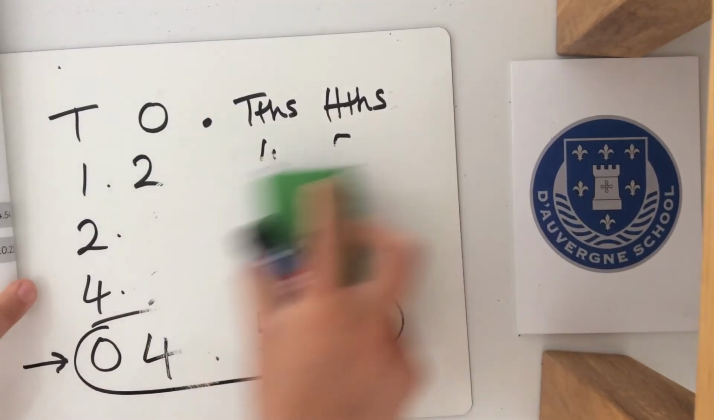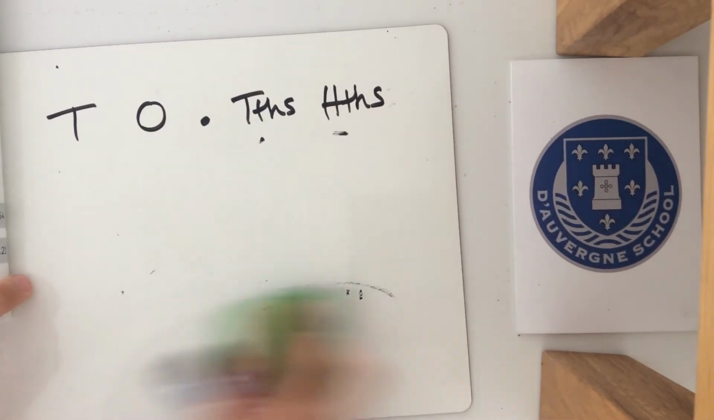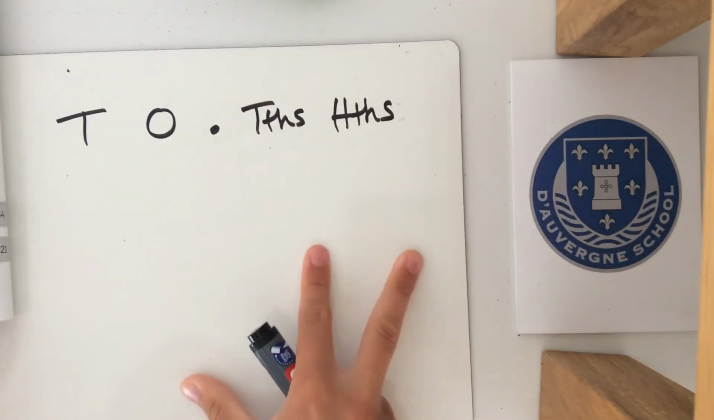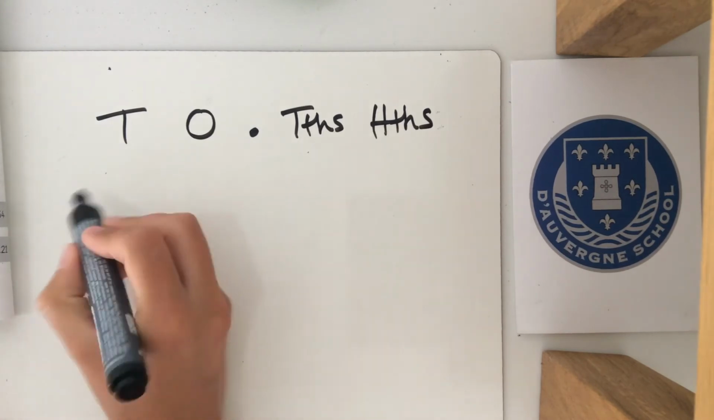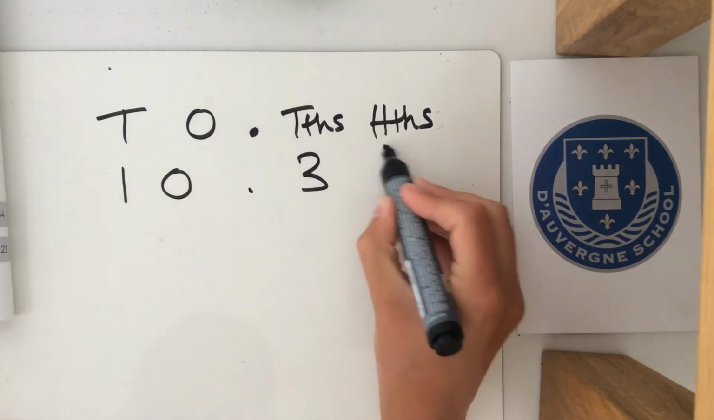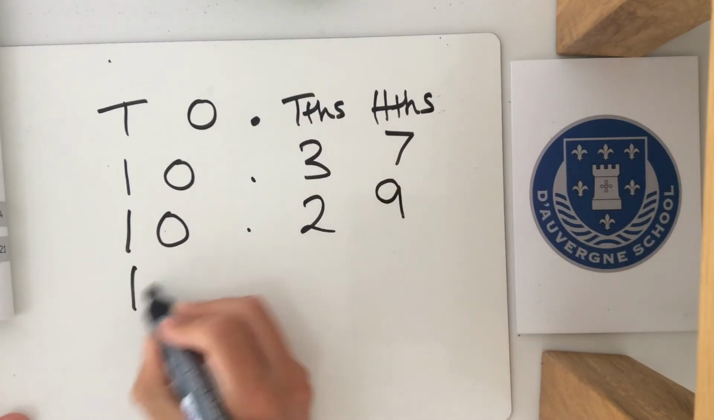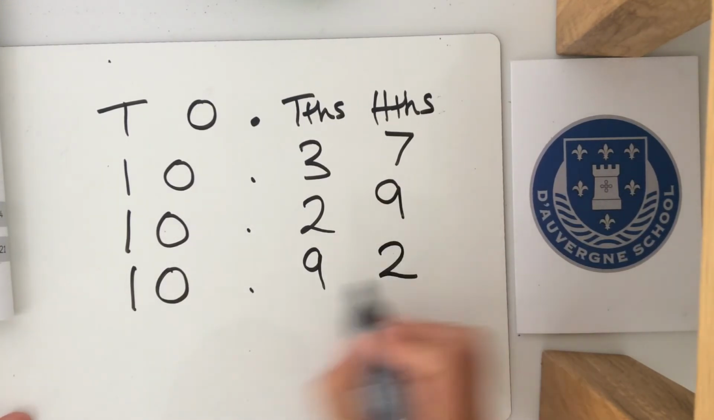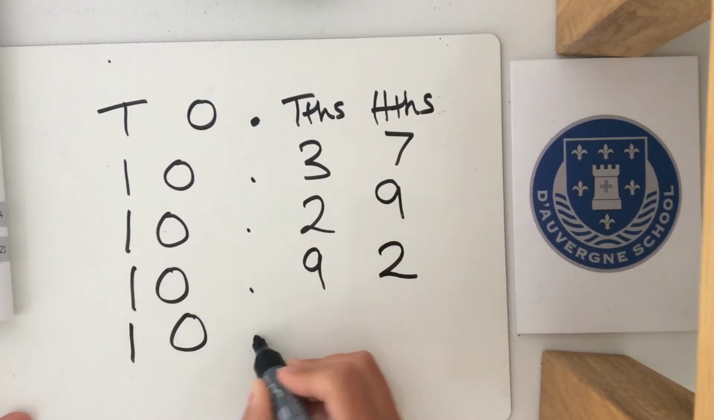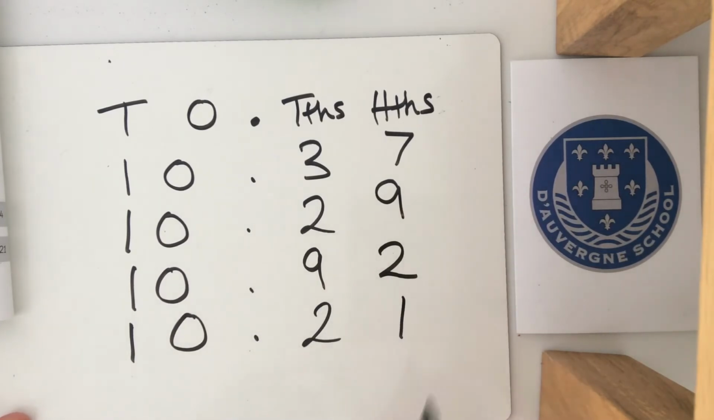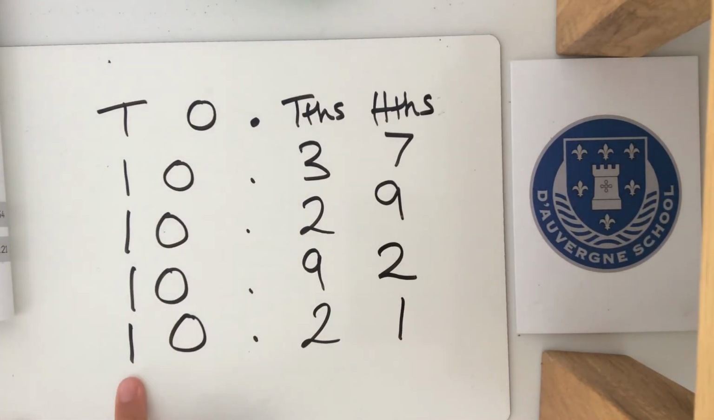So I'm going to do the same for question B. Put them in my place value grid. I've got 10.37, 10.29, 10.92 and 10.21. Okay, so we're looking in our tens column.